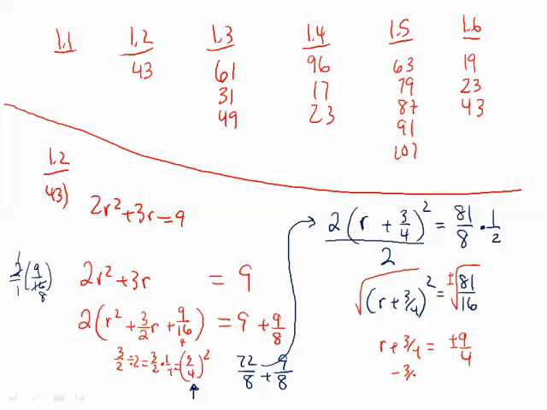Subtract 3/4 on both sides. I'm running out of space here, so I'm going to have to go to the next slide. This should be r is equal to negative 3/4 plus or minus 9/4. Wait a little bit for you guys to catch up. Okay, so when you write it, this will be r is equal to negative 3/4 plus or minus 9/4.